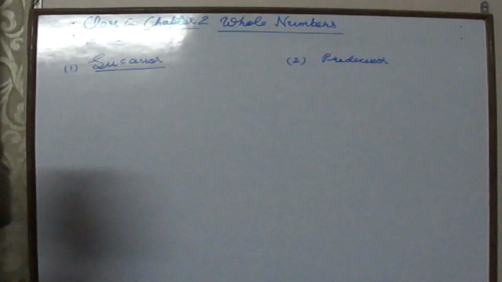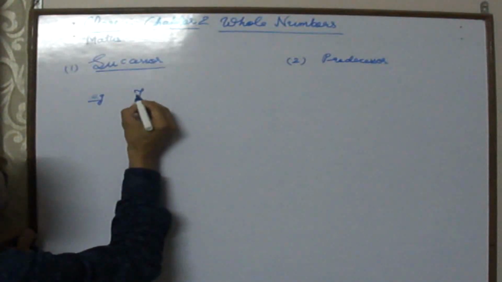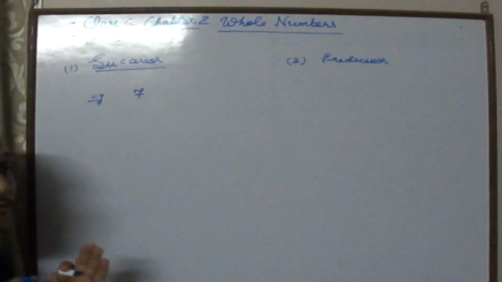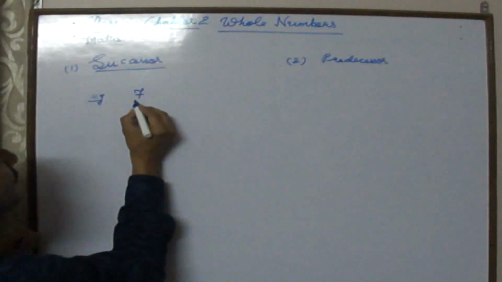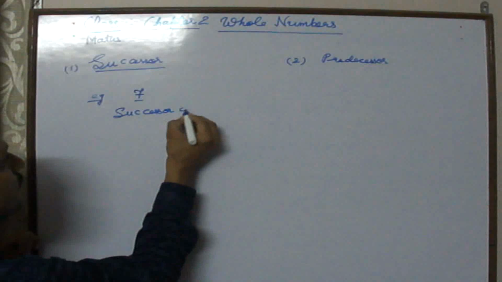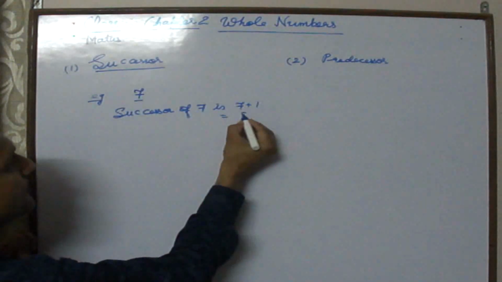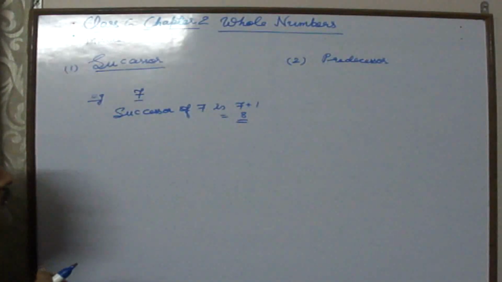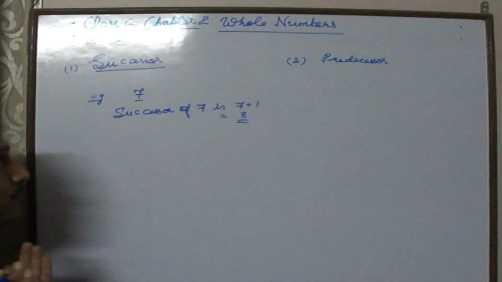Now what is a successor? Let's take an example, 7. Successor means one more than the number which is given to us. So the successor of 7 is 7 plus 1, which is 8. So a successor is a number which is one more than the given number.